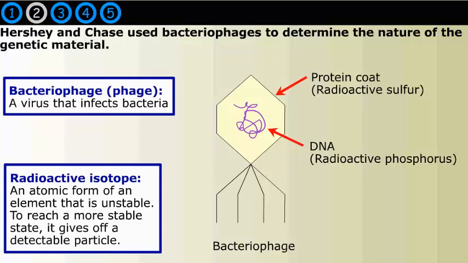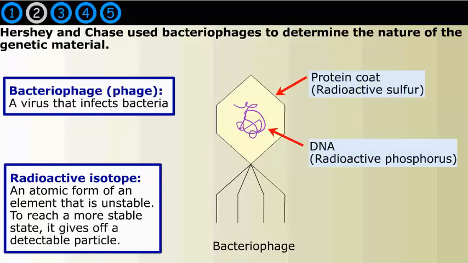In 1952, American biologists Alfred Hershey and Martha Chase devised an experiment to determine if the genetic material in a bacteriophage is protein or DNA. A bacteriophage, or just phage for short, is a virus that infects bacteria. Viruses are much simpler than cells and are composed of DNA enclosed in a protein coat. Scientists hypothesized that the genetic material of the bacteriophage must be injected into a bacterial cell during an infection.